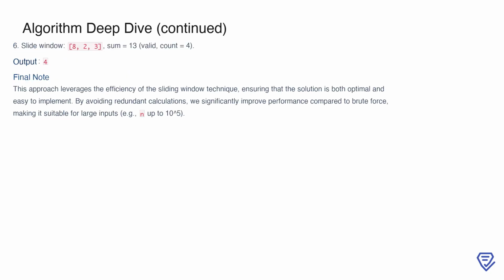In the final steps of the example, the sliding window moves to 8, 2, 3, where the sum is 13, also valid, bringing the total count of valid subarrays to 4. This efficient approach highlights the power of the sliding window technique. It eliminates the need for redundant calculations, making it suitable for handling large arrays with up to 100,000 elements. By focusing on sums instead of averages and using minimal additional space, the algorithm achieves both simplicity and optimal performance. This makes it a robust solution for scenarios where performance is critical, such as processing large datasets or real-time applications.